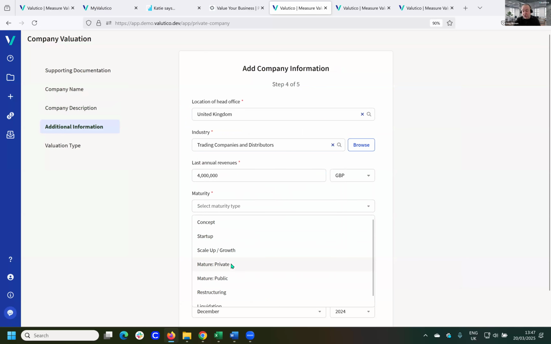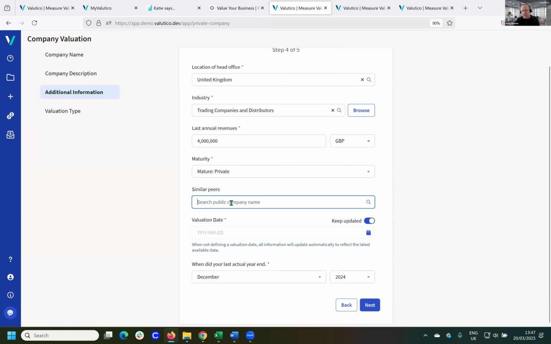Then you need to pop in the maturity of the business. Depending on which one you pop in here, this will have an impact later on in terms of the platform recommending, suggesting the most appropriate valuation methods. Even though we're looking at a private company, if you can think of a listed peer, you'd enter it here. This will help you formulate a list of peers.